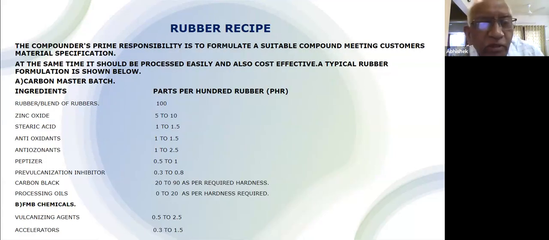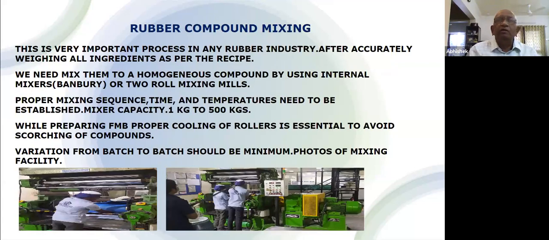Vulcanizing agent maybe from 5 to 2.5 and accelerators are 0.3 to 1.5 parts per 100 of rubber. So once your recipe is ready, you have all these compound ingredients. Now you have to go for the mixing, compound mixing. Again, this is a very important process, because after accurately weighing all ingredients, they now need to be mixed homogeneously.